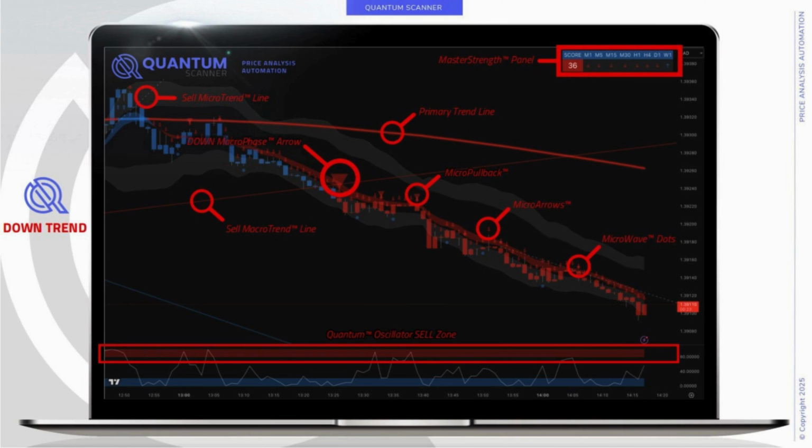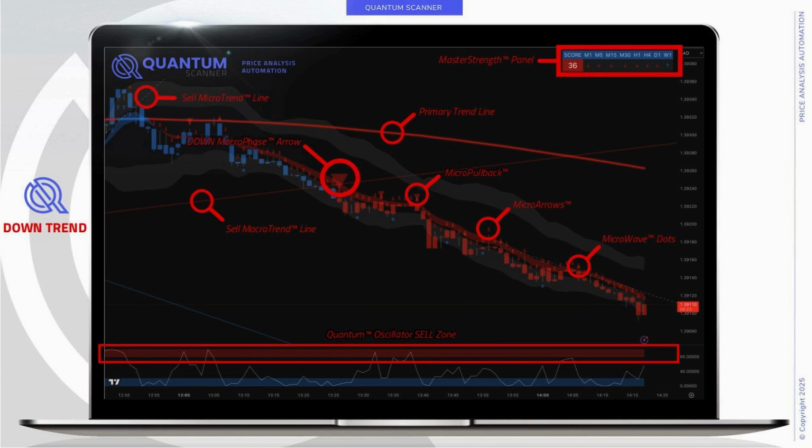Referring again to the master strength panel in the upper right-hand corner, we now see that we have lower scores with a red surrounded cell and downward trend arrows for the respective time frames. This assists us to indicate that price overall is headed in the downward direction. Once we have identified that price is moving primarily in the downward direction, we can look for specific structures to be broken out from, utilizing the macro trend line and the micro trend line.